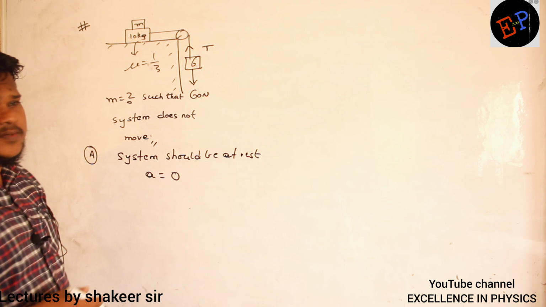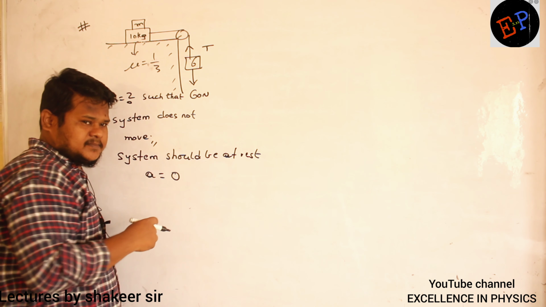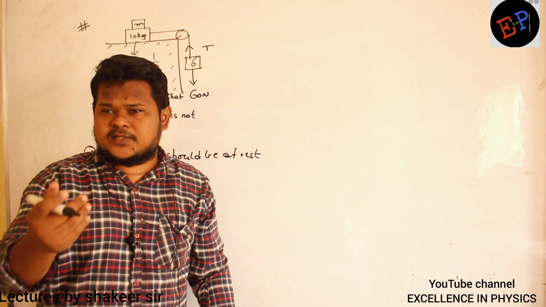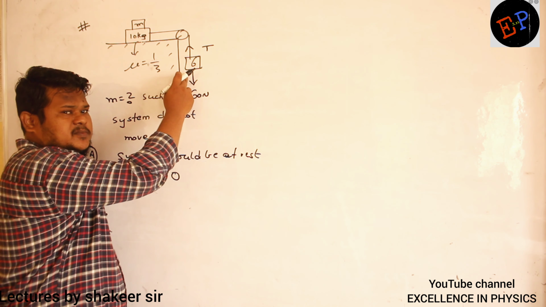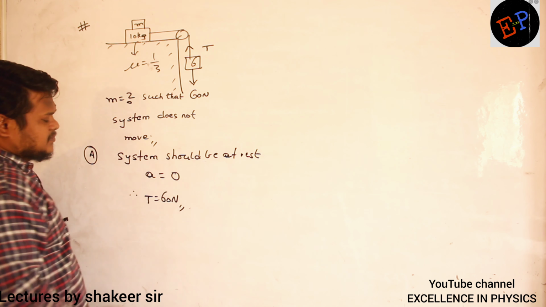This is a 6 kg body, it is not coming downwards or moving upwards. If it is accelerating downwards, 60 should be greater than T. If it is accelerating upwards, tension should be greater than 60. But the system is not moving, no? It means that tension and weight should be balanced with each other. These are the only two forces acting on the 6 kg body: one is tension, another is 60 Newton. So tension must be equal to 60 Newton.